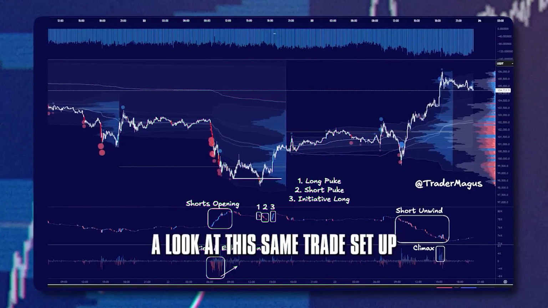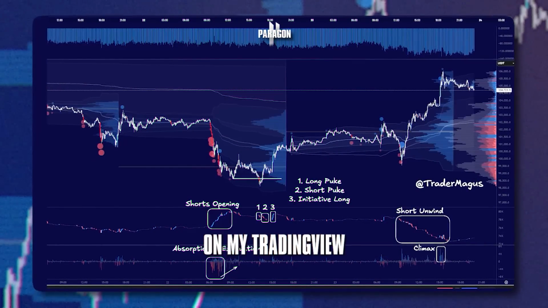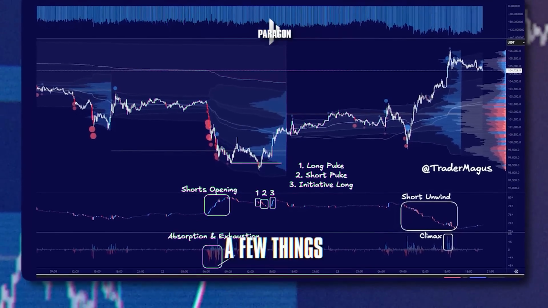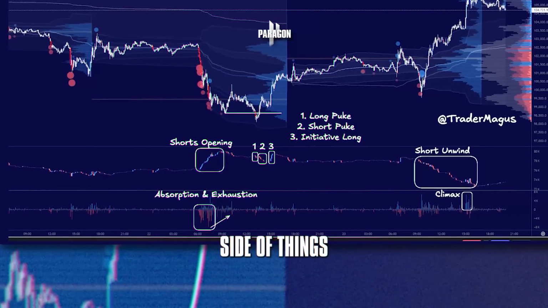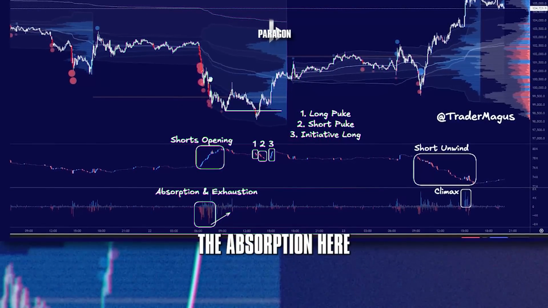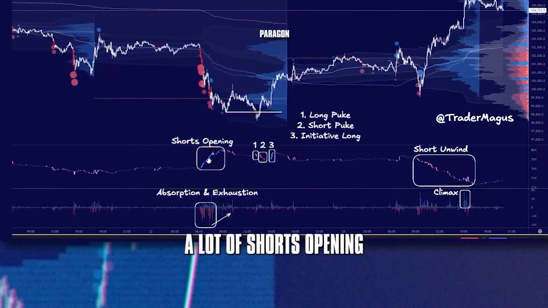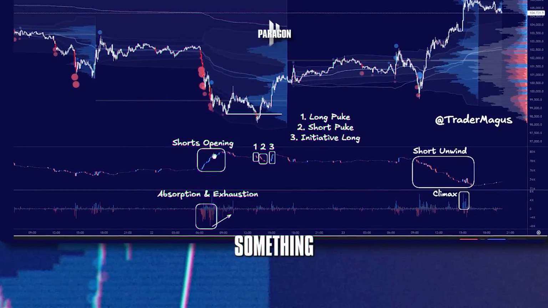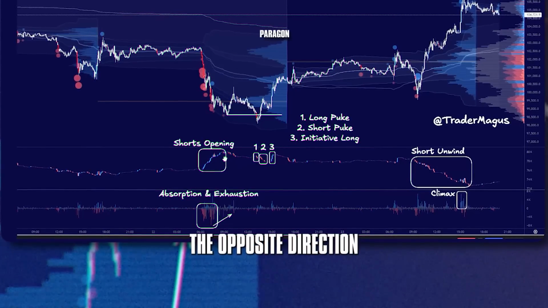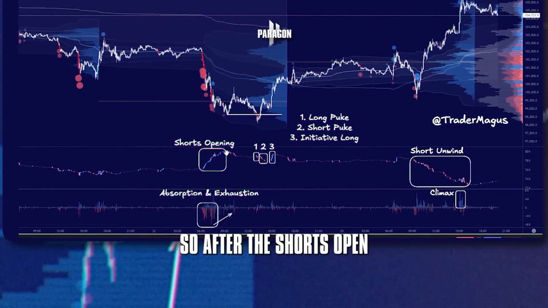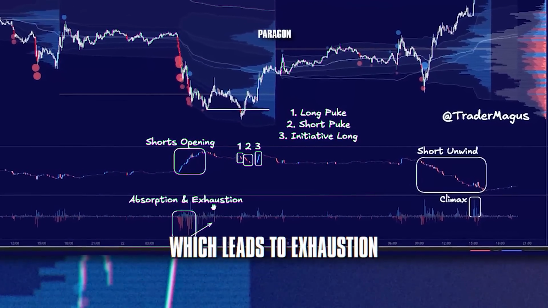Okay, and taking a look at this same trade setup on my TradingView order flow templates, let's go ahead and run through a few things. So the first thing that we were starting to identify was the absorption side of things. When we look at the absorption here, we notice that it's coming from a lot of shorts opening, right? Which is definitely something that we want to see, because this can lead to the fuel, which runs back the opposite direction. You will see here in just a moment.